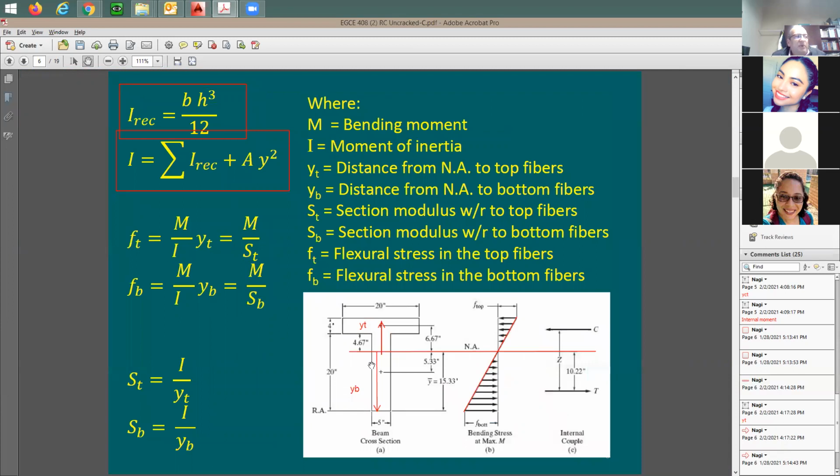Moment of inertia is going to be one value for the entire section. If you're interested in the stress on the top, what do you do? You multiply it times this Y top. If you're interested in the stress at the bottom, use this Y bottom.